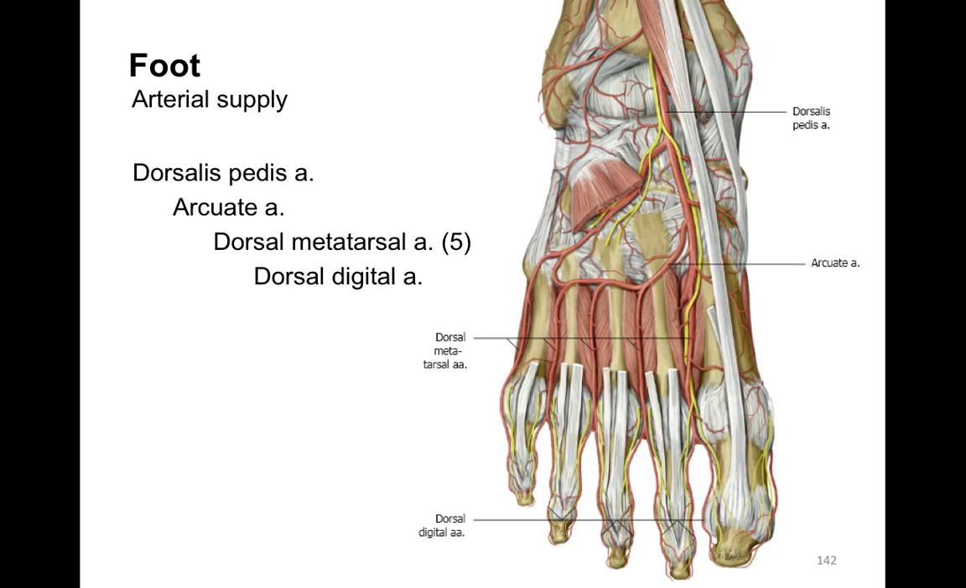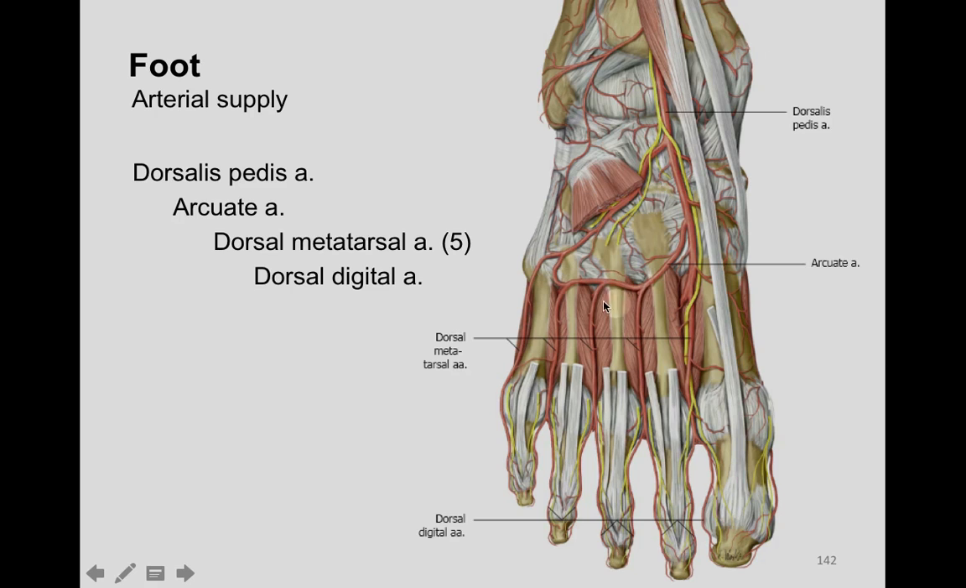On the dorsal aspect of the foot, the blood supply is as follows. Anterior tibial artery will cross the ankle joint and become dorsalis pedis. So it's the same vessel, but different names, all relative to the ankle joint. So superior to the ankle, anterior tibial artery, inferior to the ankle, dorsalis pedis. And dorsalis pedis will continue down to the first metatarsal, where it will branch and give the arcuate artery.